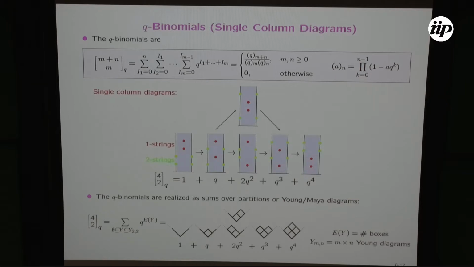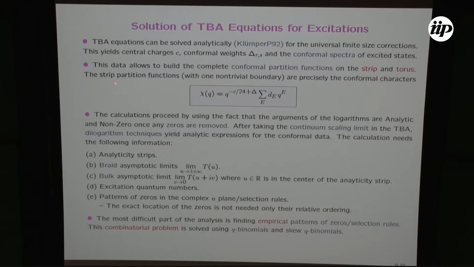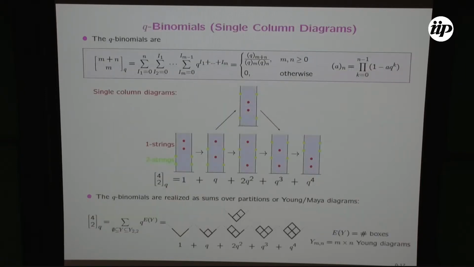So q-binomials are probably familiar to most of you. It's just m plus n choose m. You can write it this way in terms of excitation quantum numbers. Here they are written in terms of q-factorials. But it's much better to think of these objects diagrammatically as single column diagrams.